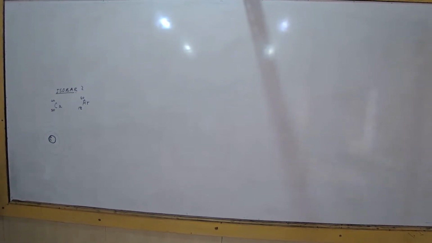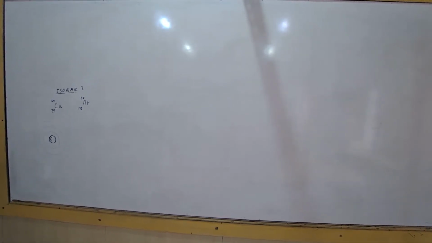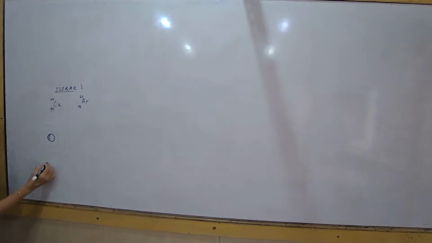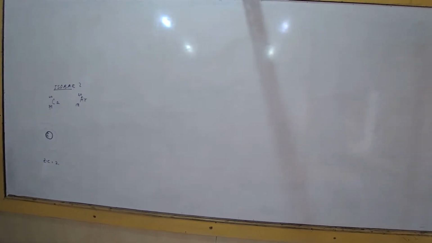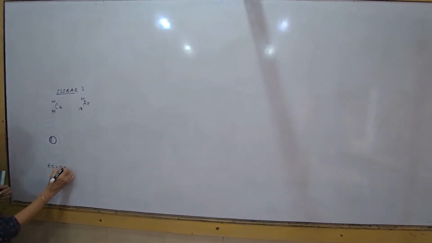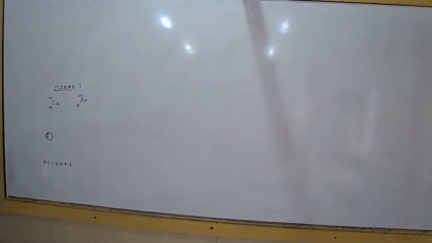Correct? How will these electrons be distributed? 20. What will be the electronic configuration? 2, 4... 2, 8... and then 8. 2 comma 8 comma 8 comma 2.